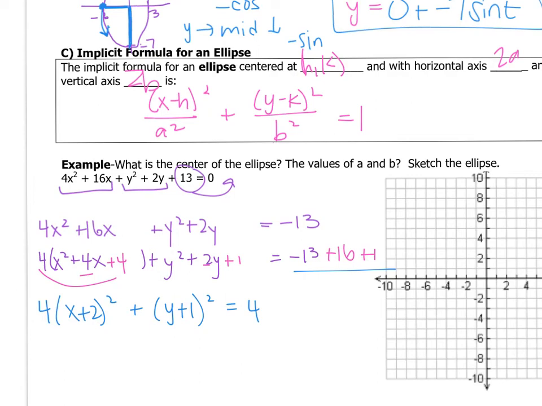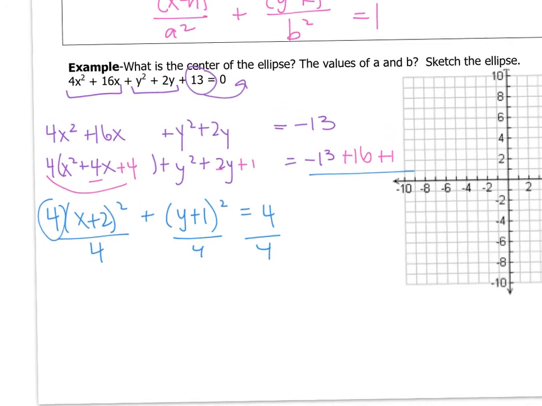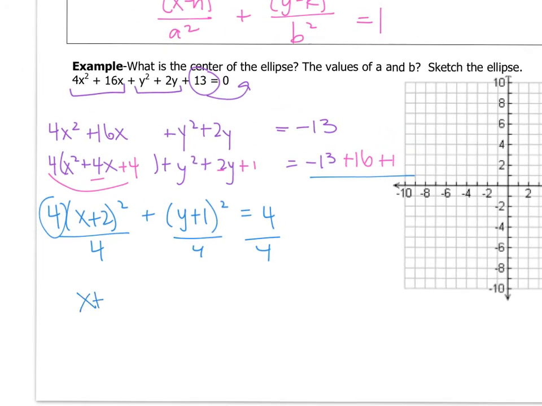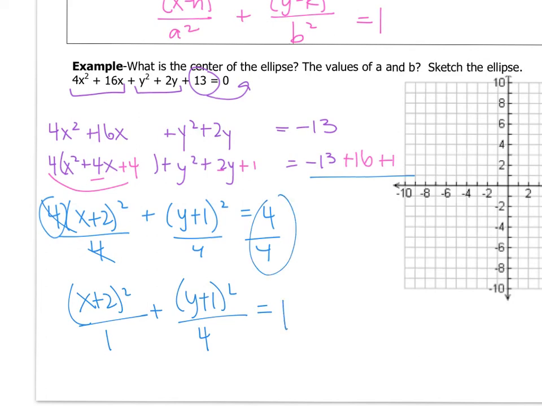Then the very last thing I need to do, if you notice in the general form, there are no coefficients up here with those square terms. So what we're going to do is divide everything by this coefficient of 4, and that will give us the formula that we're looking for. So this 4 over 4 is now over 1. This (y plus 1) squared stays over 4, and then 4 over 4 here is 1.